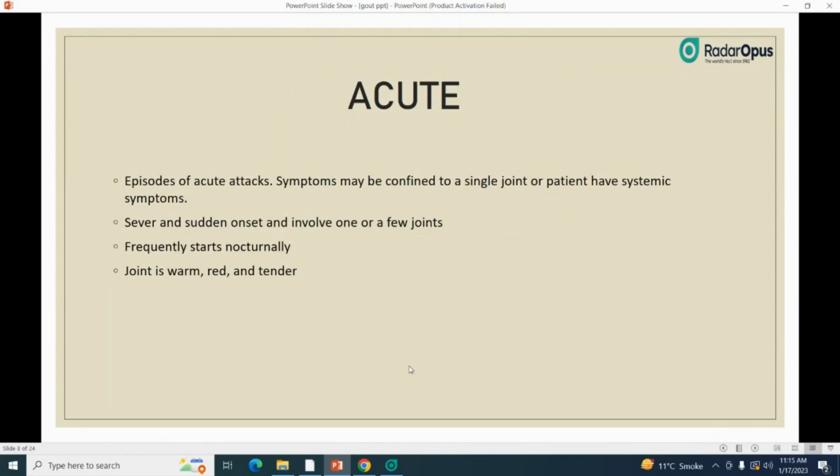Now, moving on to my next type, that is acute. The second one is acute gout. In an episode of acute gout, symptoms may be confined to a single joint or the patient may have systemic symptoms, with severe and sudden onset, and involve one or a few joints. They frequently start nocturnally. The joint is warm, red, and tender. So basically, an acute gout attack may occur without an initiating factor, or it may be precipitated by a number of conditions such as minor trauma, alcohol use, surgery, fatigue, rapid weight loss, infection, drugs, and high purine diet.